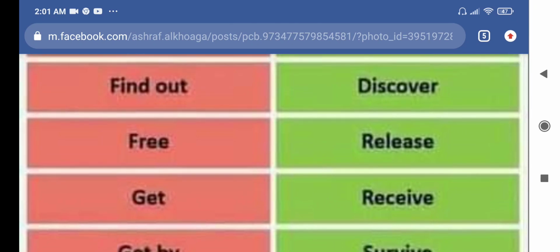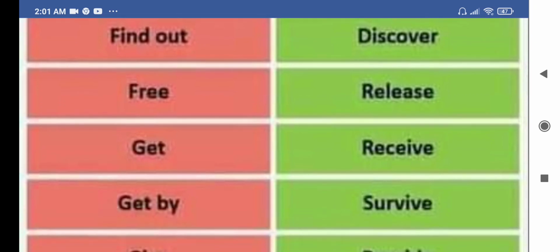Okay. Next is free and release. In a dialogue we can say, just make him free. This is informal, but in a formal way you cannot use free. You should use release. Just release him. Okay, the prisoner was released from the jail.